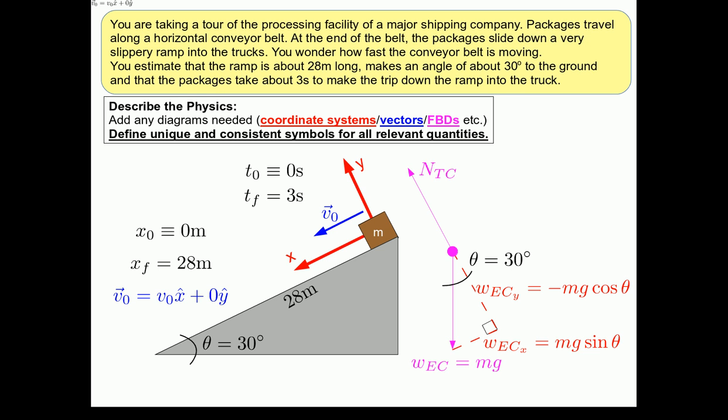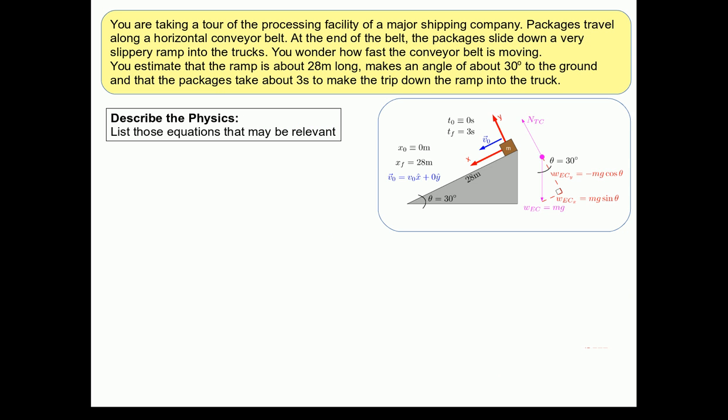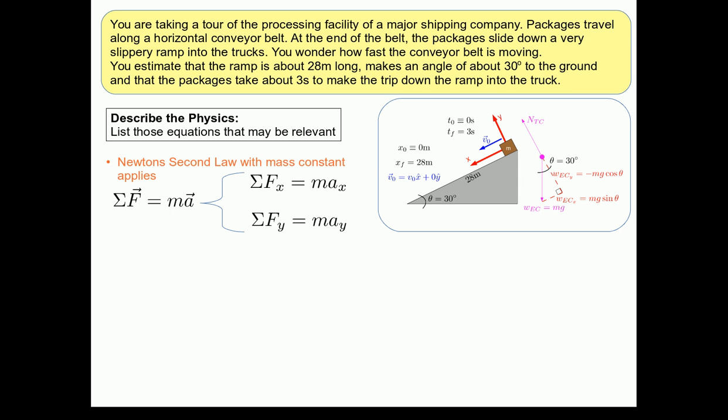So now we've got a free body diagram and a whole bunch of symbols. The next step is to start trying to describe the physics by listing those equations that might be relevant to what we have going on. Well, the box's mass isn't changing. So Newton's second law with constant mass, the sum of the forces equals ma, written as a vector, must be true. Now, vector equations are tough to deal with, so we do what we'll normally do and split this vector equation into two equations. One for the x components of the force, one for the y component of the force.